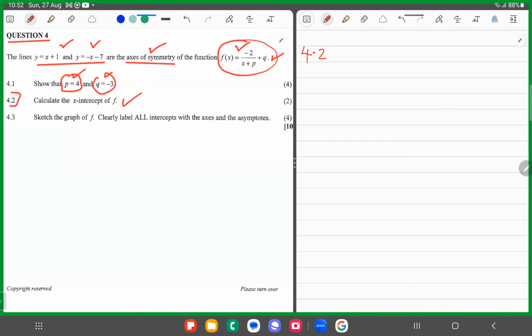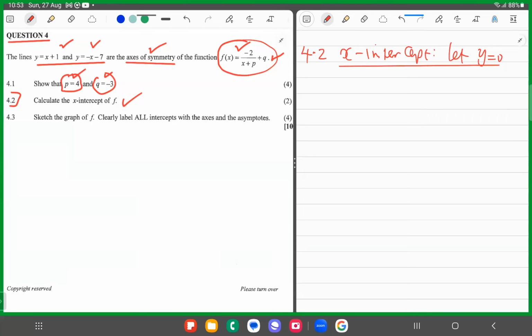Calculate the x-intercept in 4.2. How do we find the x-intercept? To find the x-intercept, you let y be equal to 0. If y is equal to 0, then what you have is the following. We want to find the x-intercept of f.